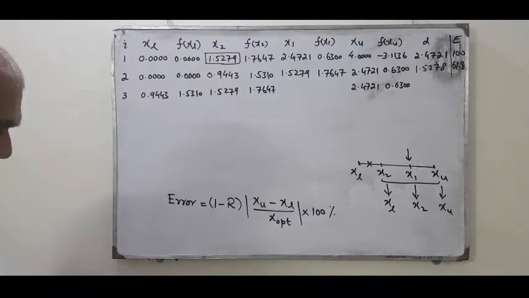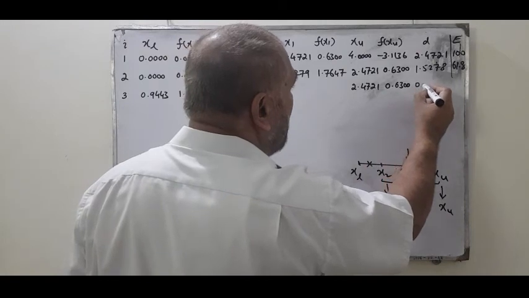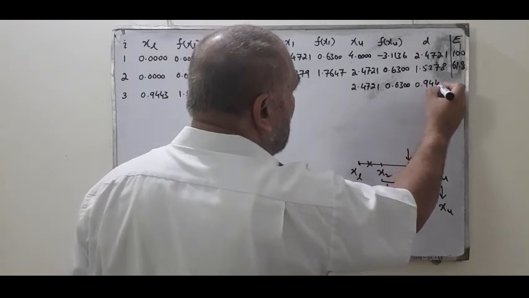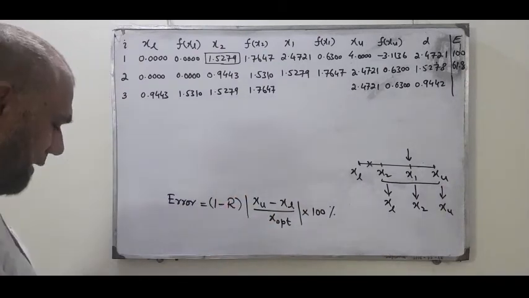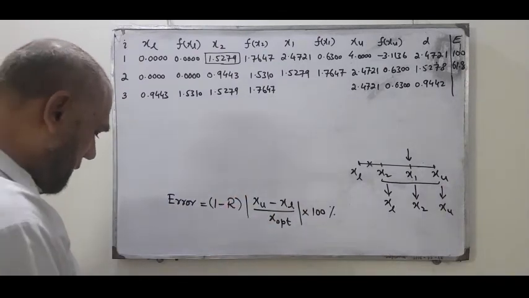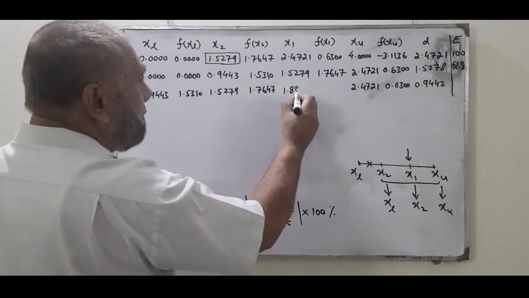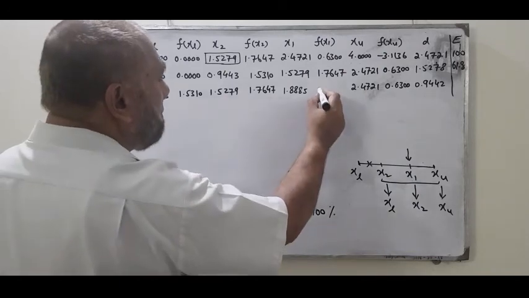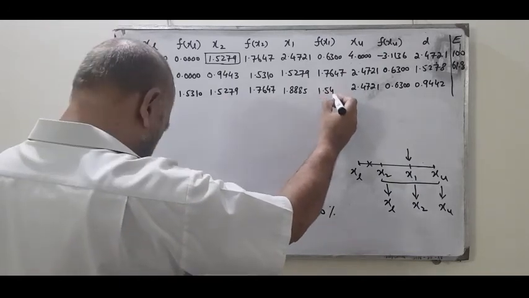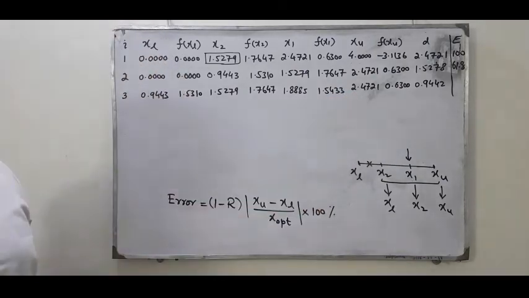And again, first we calculate d. So d in this case is 0.9442, and after finding d, the value of x1 is 1.8885, and the corresponding value of the function is 1.5433, and these are the values we have already calculated.